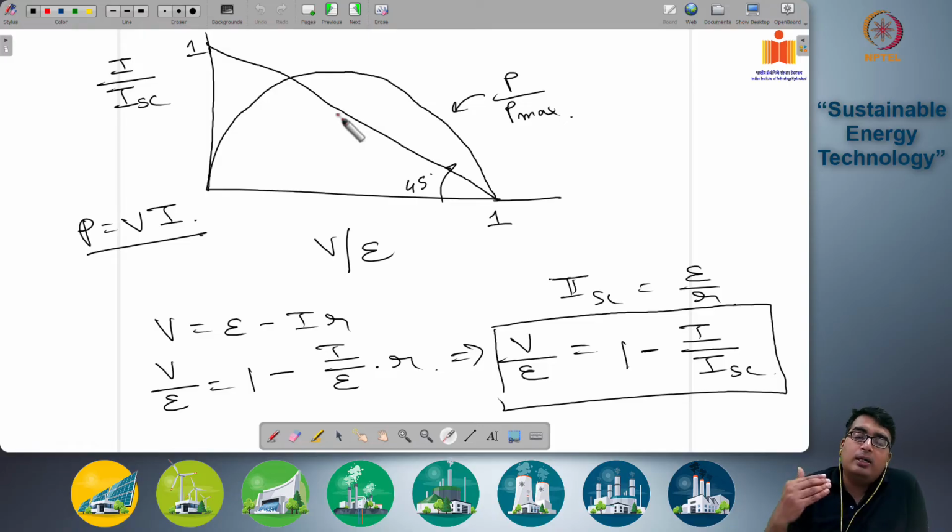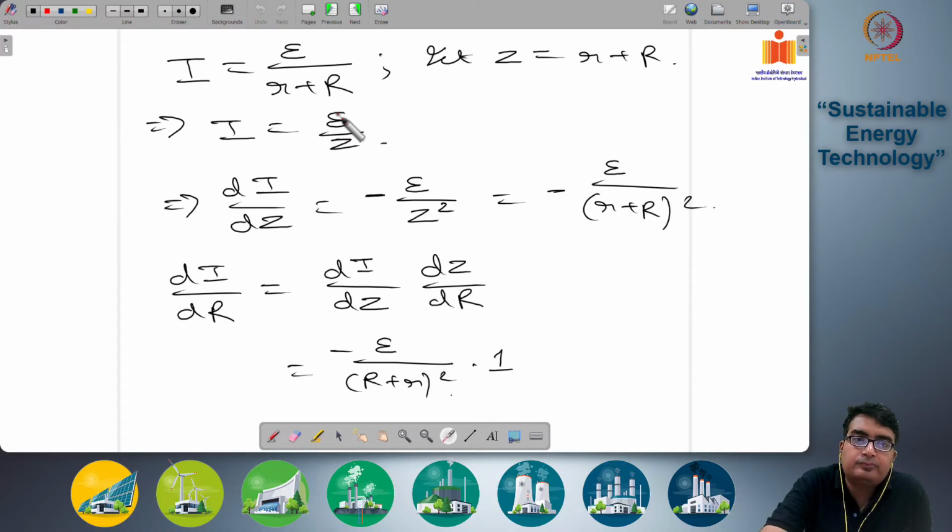This is, if you remember the voltage current characteristics of a solar cell, quite different from that. For a solar cell, it was a constant current source. So, with voltage, the current was staying constant. Here you have a linearly decreasing line for your current voltage characteristic.